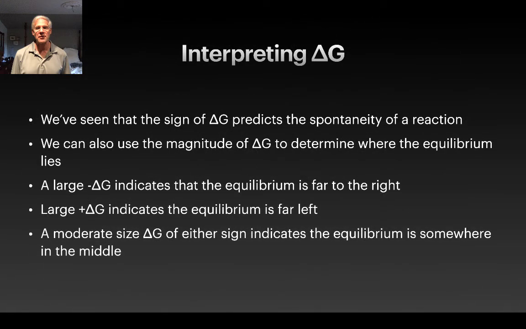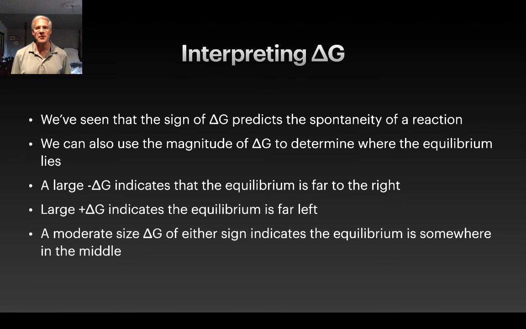So how can we interpret these values of delta G? We've seen how the sign of delta G predicts the spontaneity. If it's negative, it's spontaneous in the forward direction. If it's positive, it's non-spontaneous in the forward direction. It turns out that we can use that value of delta G to determine where the equilibrium lies. So if we have a large negative delta G, it indicates that the equilibrium lies way to the right-hand side. It means we are a long way away from equilibrium under standard conditions, and so the reaction has to go way to the right-hand side in order to get to equilibrium.